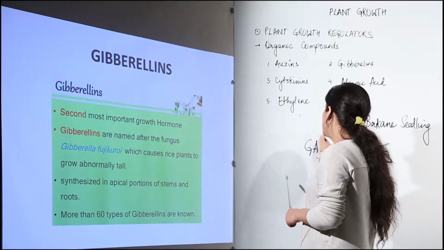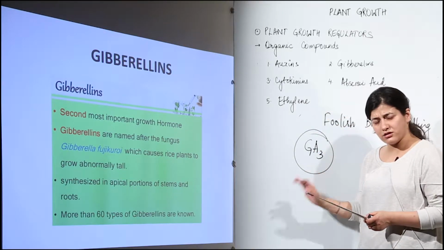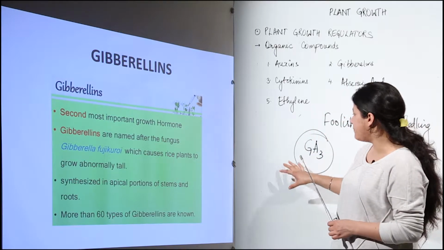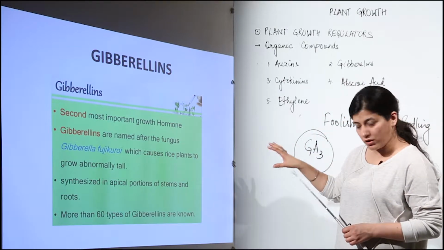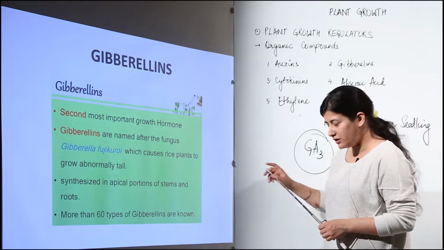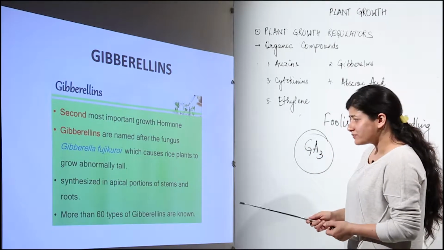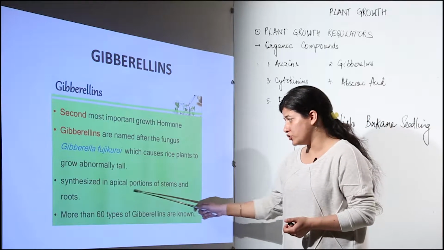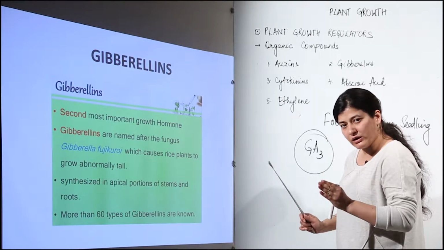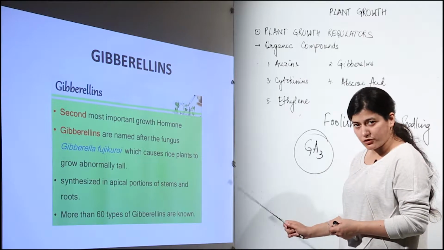The first gibberellic acid to be separated was GA3, and it is most extensively used even nowadays. Now, gibberellins happen to be the second most important growth hormone, pardon me. These are named after the fungus that we just talked about, that foolish seedling disease, and they are also synthesized in the apical portion of stems and roots. Along with auxins, they are responsible for bringing about apical growth, not just apical but lateral also.